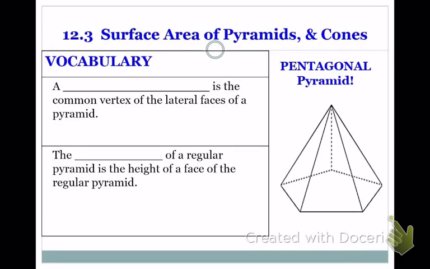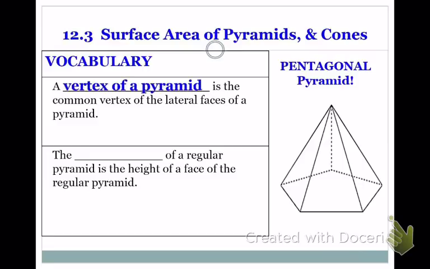All right, so I wanted to finish up and talk about pyramids and cones. And the good news is the thought process for finding the surface area of pyramids and cones is pretty much the same. It's just because of the nature of the shape, we're going to have to do things a little bit differently. So anyway, some vocabulary for you.